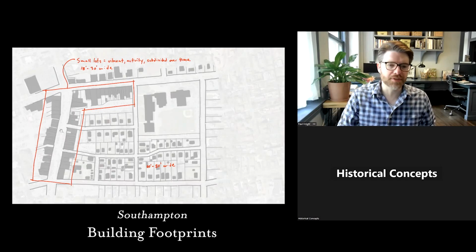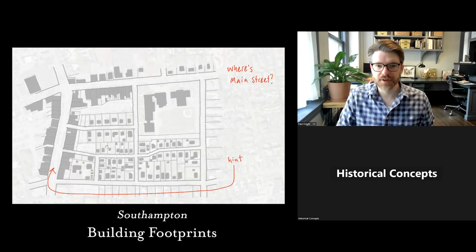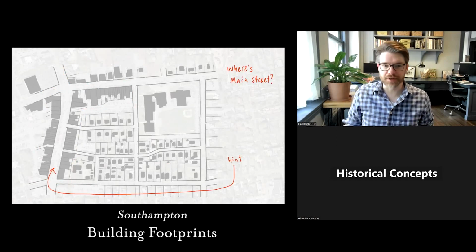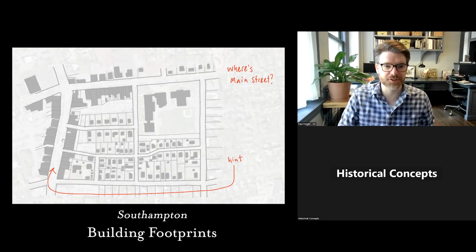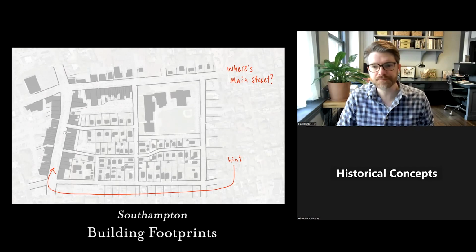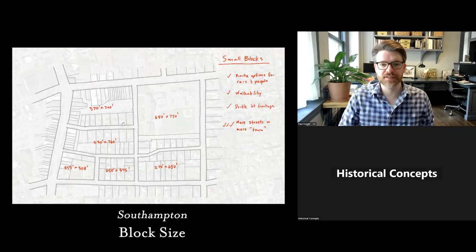And then when we throw buildings onto that, even if I've never been to Southampton before, if someone were to ask me, where is Main Street? Just based on this information, I can look at it and say, this is Main Street right here. It's where all the activity is, and you've got these continuous street walls of buildings. All of that is embedded in the block sizes of Southampton.